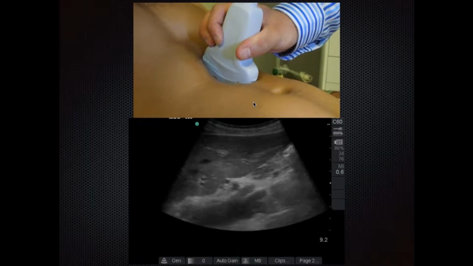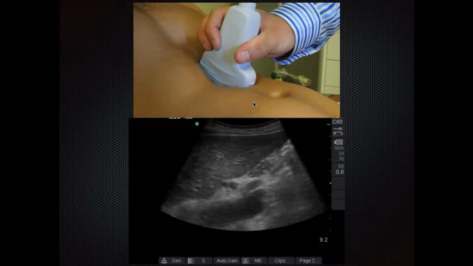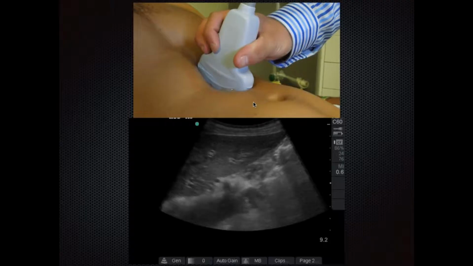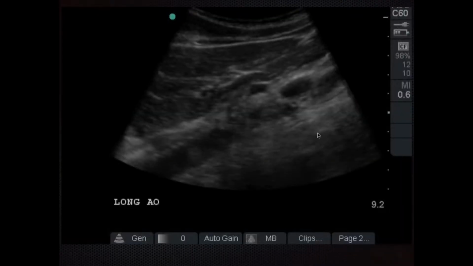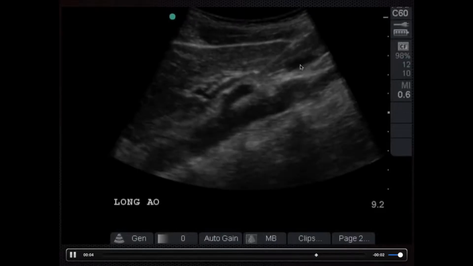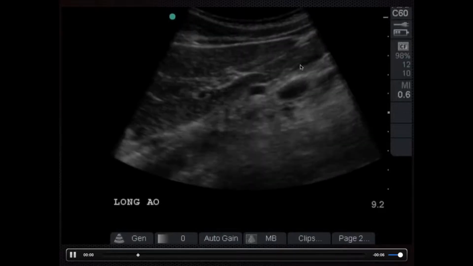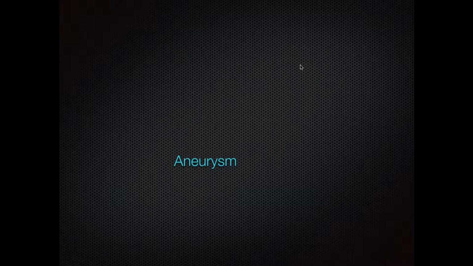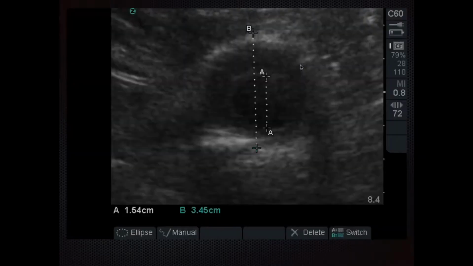Then you want to do a longitudinal view just to make sure you can see the aorta sufficiently. And what you see here is that you have the aorta in the longitudinal plane and the SMA branching out there. An aneurysm is defined as anything greater than 3 centimeters or more. You really want to measure from outer wall to outer wall.